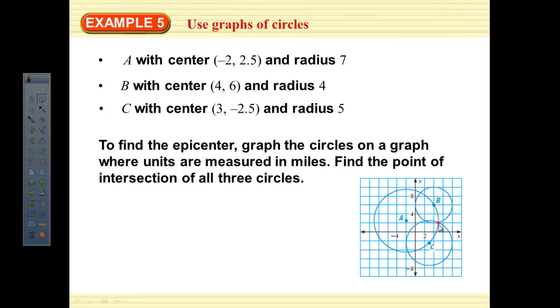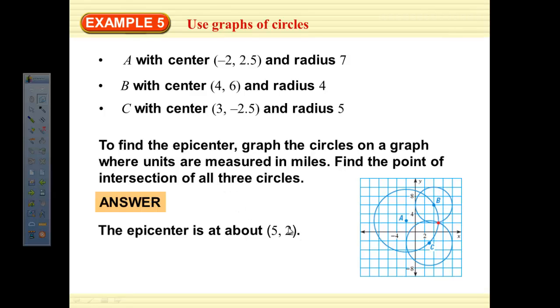So the next question is going to ask, why do we need 3? Well, if we had only done 2, for example, if we'd done A and B, we would know that the epicenter is somewhere in here, and that's not very accurate. Similarly, if we did B and C, it would be somewhere in here, but that wouldn't be very accurate as well. So by doing 3, we actually get a point where all 3 meet up. And that point that A, B, and C all have in common gives us our epicenter. So it's about 5, 2.